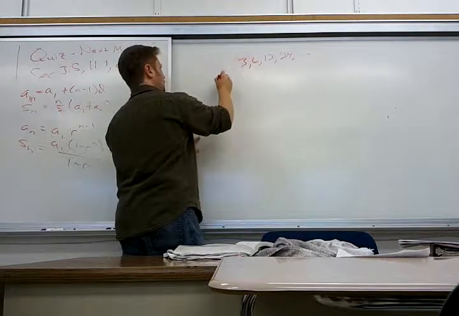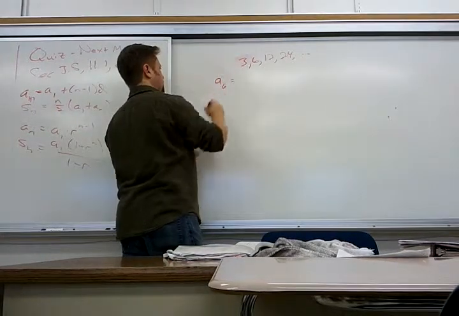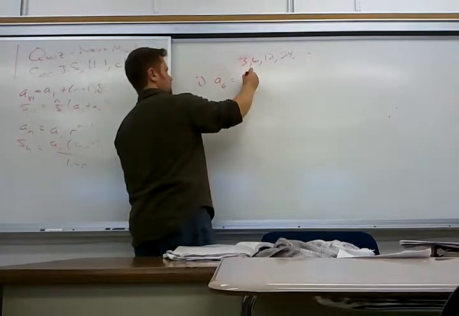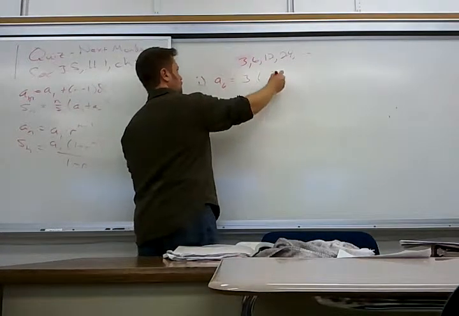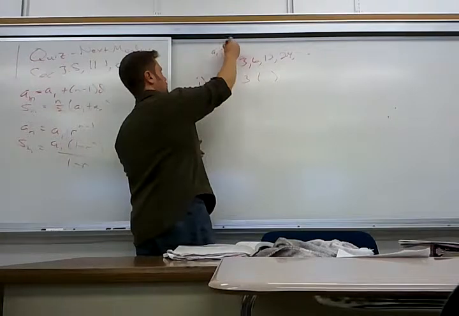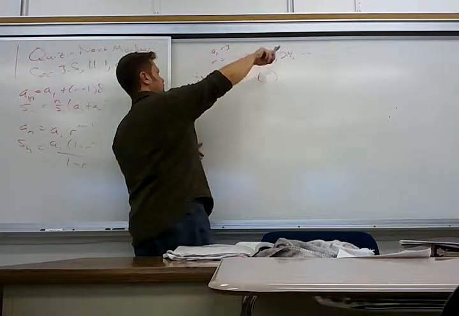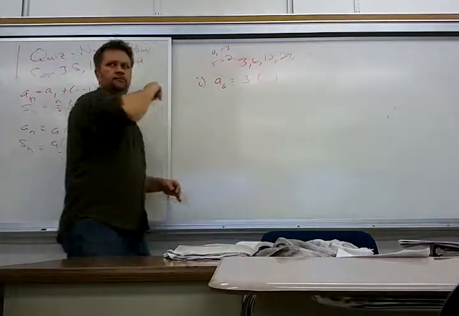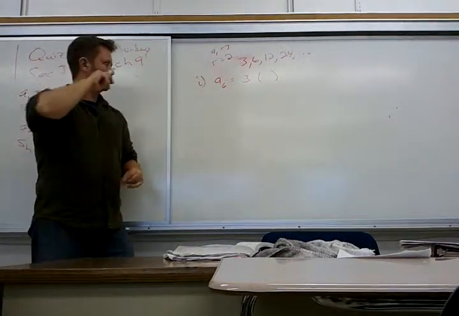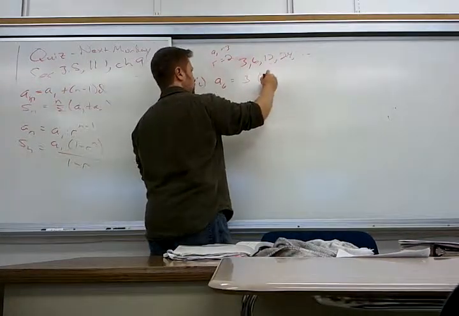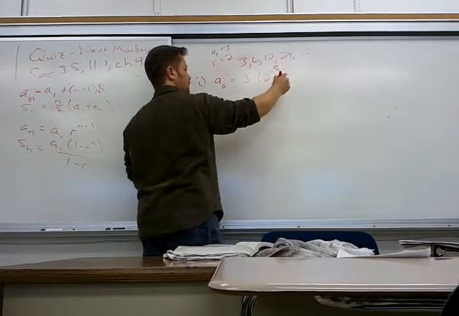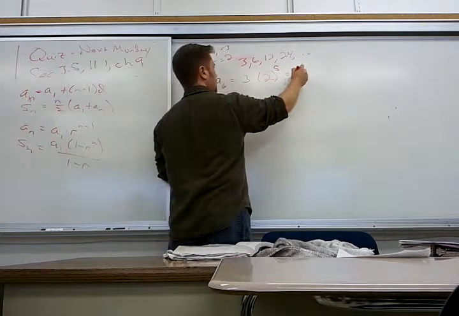Well, let's do, what would A6 be? Just to see what it would be. So it'll be 3 times... What's R in this case? So A1 is 3, R is... No, 2, because they keep doubling every step, right? Oh, 2 to the fifth. So 3 times 2 to the 6 minus 1, so 5. Right, so if you do that, you get 96.